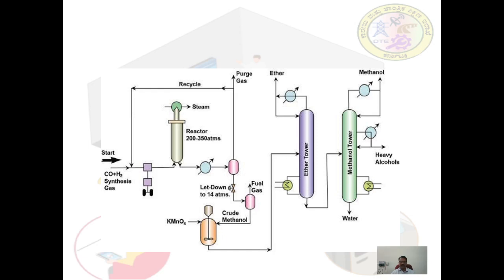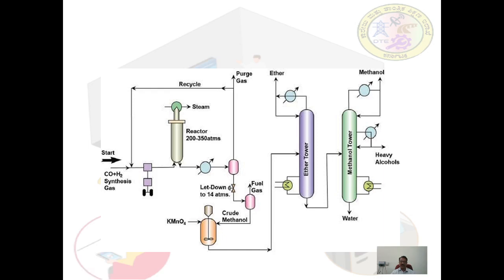The liquid stream is further depressurized by passing through a let down valve to 14 atmospheres, so that the gaseous mixture of carbon monoxide and hydrogen is separated here. The crude methanol which is obtained is further treated with potassium permanganate to remove traces of impurities such as ketones, aldehydes, etc.